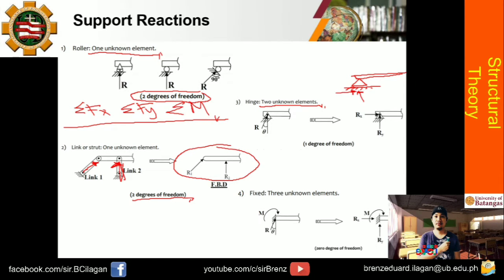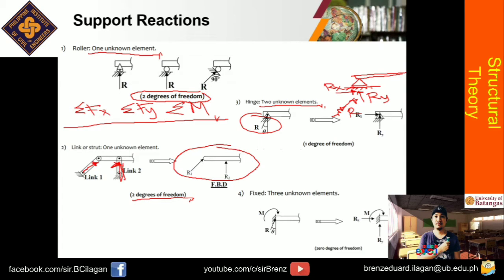And sometimes this reaction is symbolized by this symbol. So parang kinuha niya lang yung resultant ng Rx, so yung horizontal reaction and Y reaction. So by Pythagorean theorem, mahahanap mo yung total resultant. Ano? So the degree of freedom of that is 1.